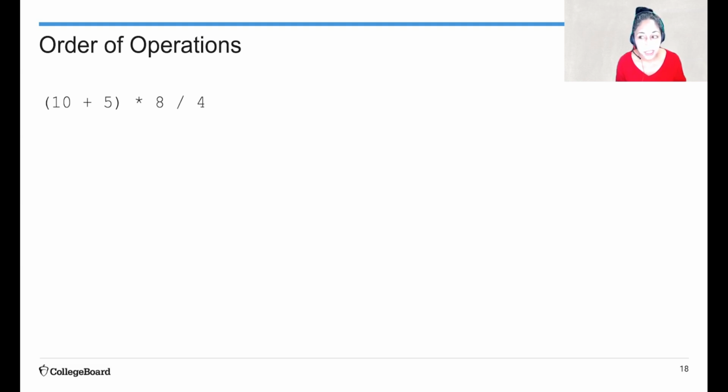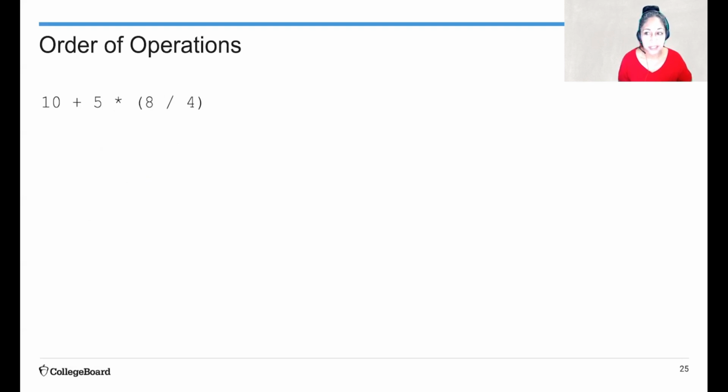Parentheses comes first in the order of operations, so I'm going to evaluate that part of the expression first. When I do that, 10 plus 5 gives me 15. Then the next piece that I'm going to look at in this expression is the 15 times 8. 15 times 8 gives me 120. So now I can just do the 120 divided by 4, which gives me the result 30.